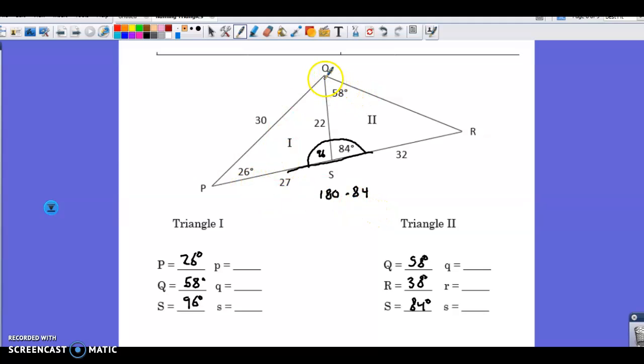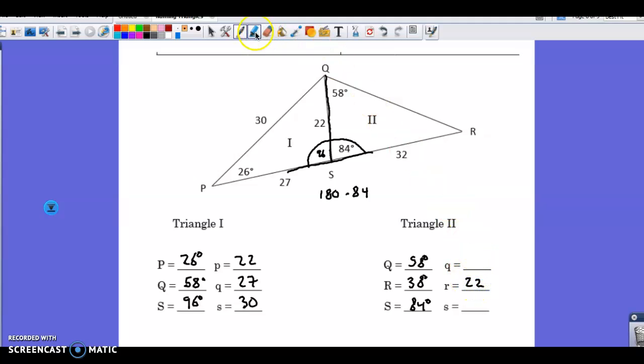Now sides, this is a shared side. So 30 is between P and Q, so 30 is the S. 27 between P and S has to be Q. And then 22 is between Q and S, so it's P on this one. But in the other triangle, even though it's labeled, it doesn't matter which side I label this line on, it's 22 either way. It's between Q and S, so it's side R.